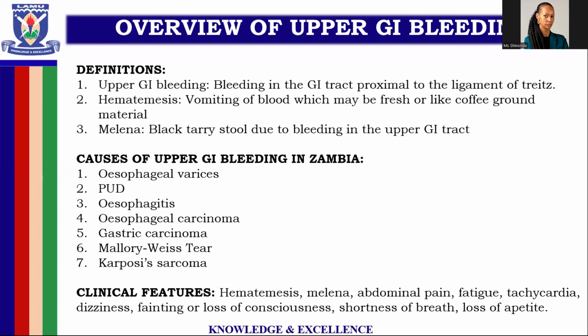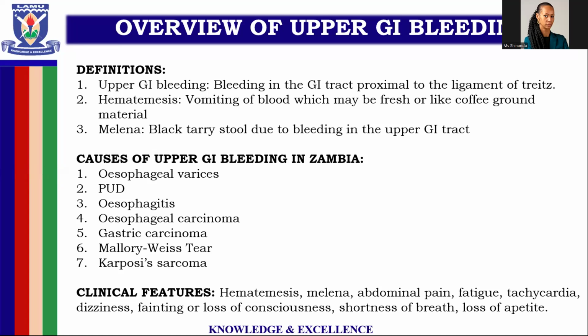So, upper GI bleeding. What then is upper GI bleeding? This is bleeding in the gastrointestinal tract, proximal to the ligament of Treitz. The ligament of Treitz is located at the junction of the duodenum and jejunum. Then hematemesis is vomiting of blood, which may be fresh or like coffee ground material.